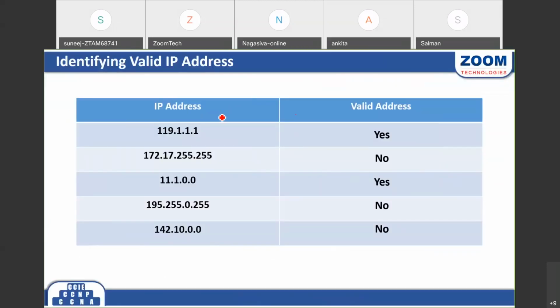And how to identify network ID and broadcast ID, we have also discussed. This is our last topic, up to here we have discussed, right? So regarding yesterday's topic, do you have any doubts here? If you have any doubts, you can text me now.